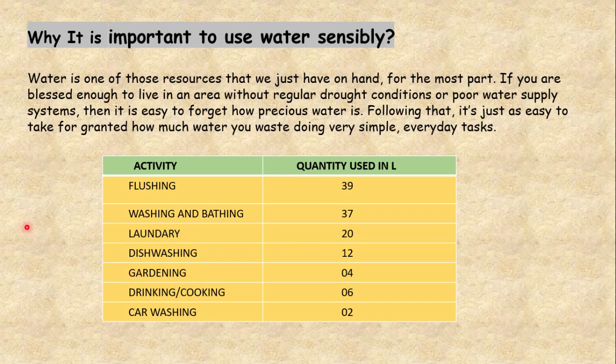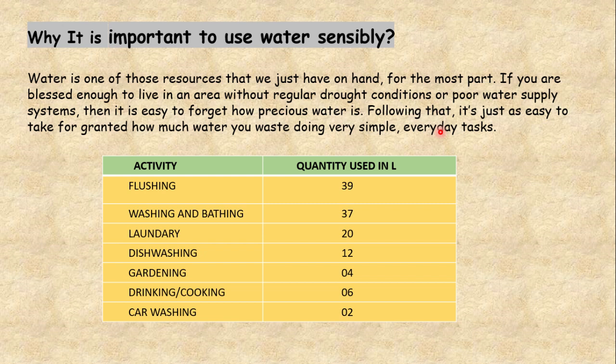We should use water sensibly. Why is it important to use water sensibly? Because water is one of those resources that we have on hand for most of the part. If you are blessed enough to live in an area without regular drought or poor water supply system, then it is easy to forget how precious the water is.